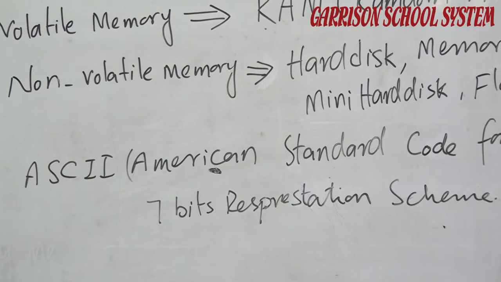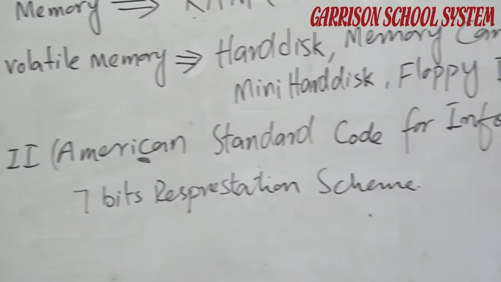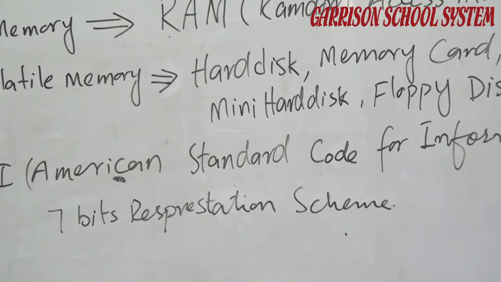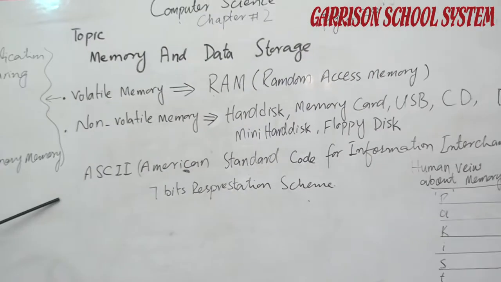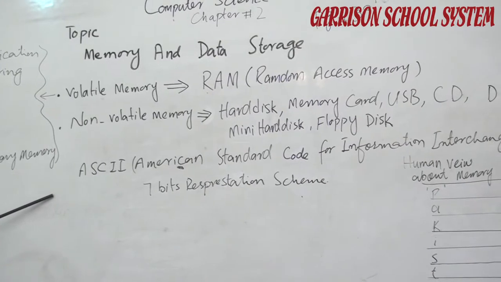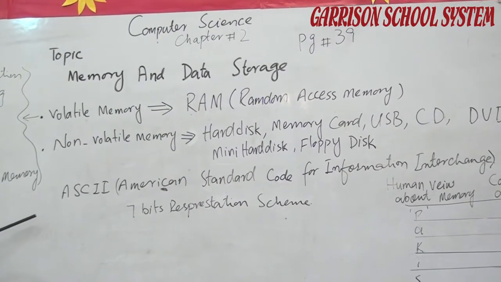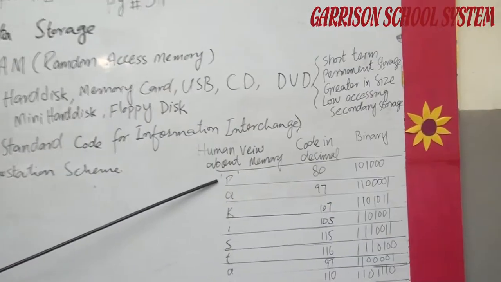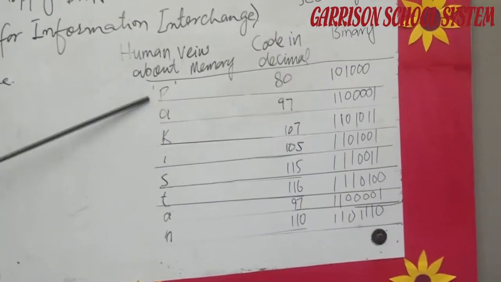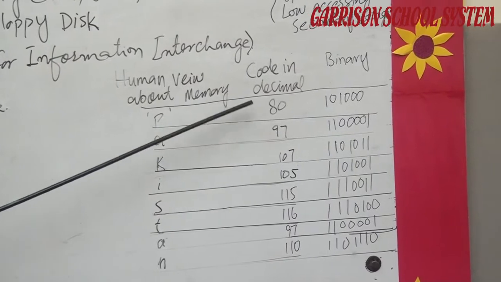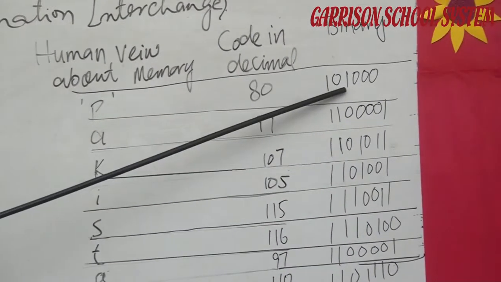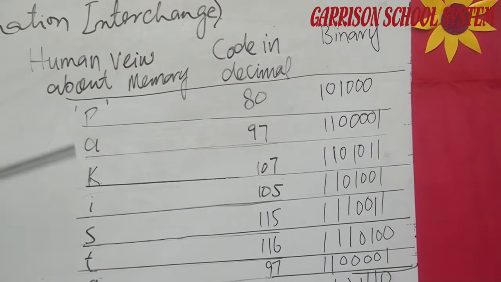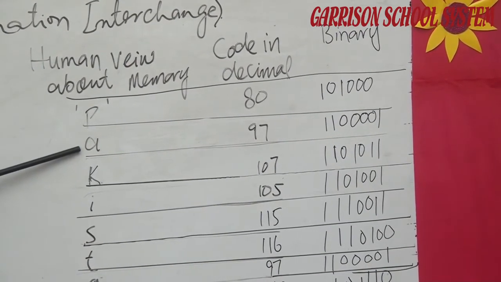ASCII table shows the code against each character on your keyboard. The codes are given in decimal form, but inside computer memory they are represented after conversion into binary form. Take the example of Pakistan. Capital P, its decimal code is 80, its binary is 1010000. Second is small a.